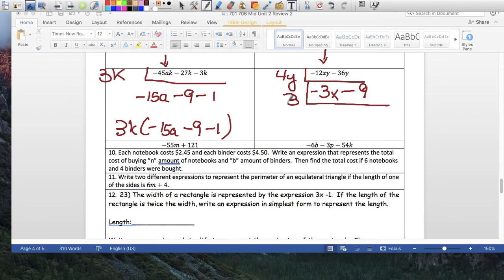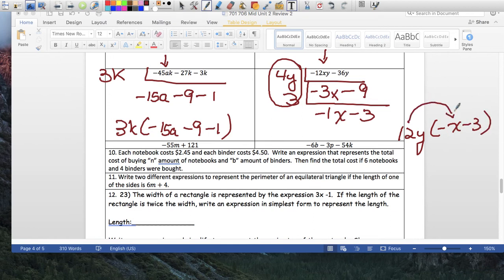I can pull out a 3 this time. 3 times what is negative 3? It would be negative 1x. And 3 times what is 9? It would be negative 3. So the greatest common factor is the product of these two. If I multiply these two, I get 12y, and inside the parentheses I'm going to write negative 1x, or just negative x minus 3.